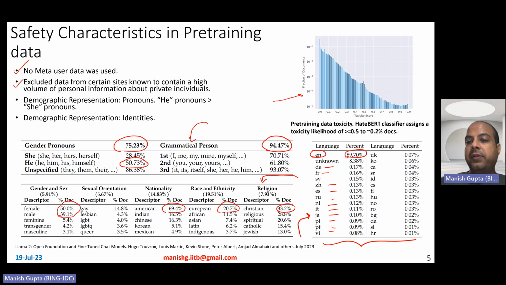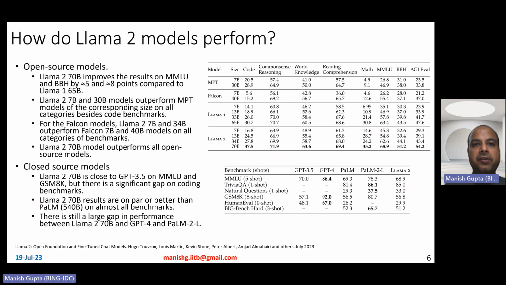From a toxicity perspective, they evaluated toxicity of the pre-training data using the HateBERT classifier, and they found this distribution of toxicity with respect to fraction of documents. If you look at this set of documents, they form about 0.2% of the entire set of documents. So basically, a toxicity likelihood of greater than or equal to 0.5 corresponds to about 0.2% of the documents, which is good. Now, how do Llama 2 models perform?